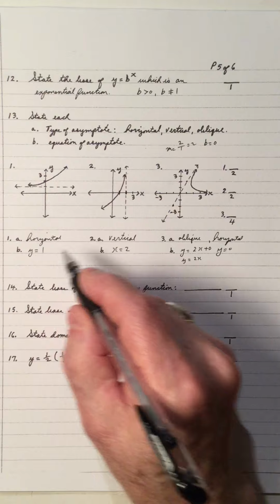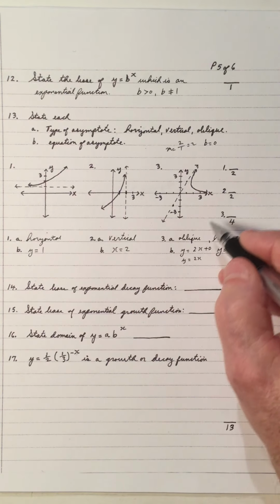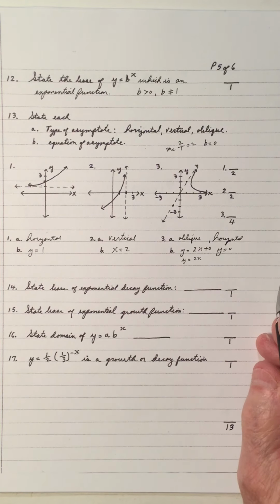If you get 2 of these right, 2 marks. If you get 4 of these, 4 marks.